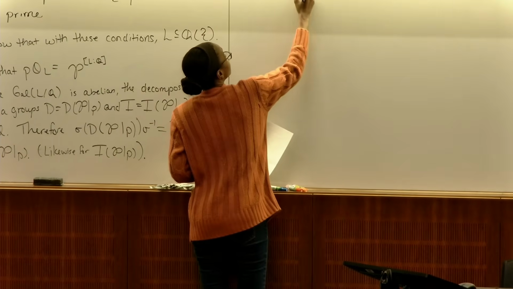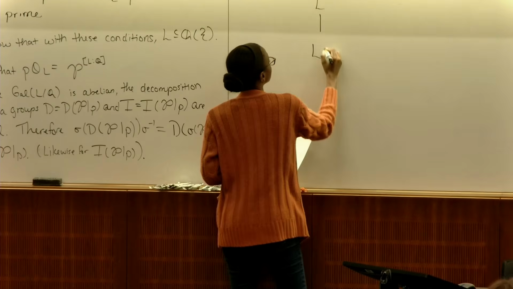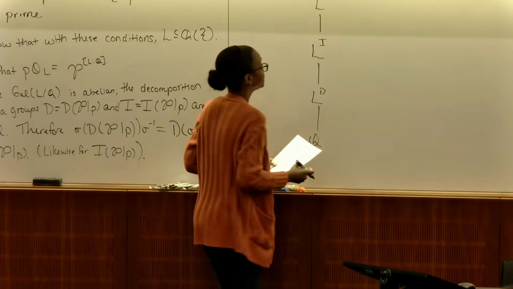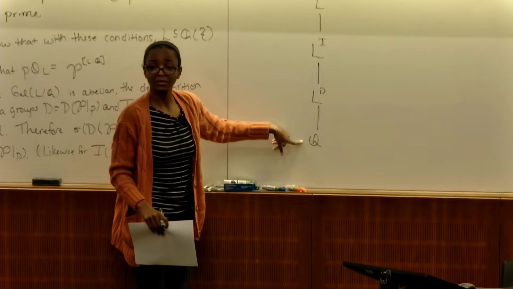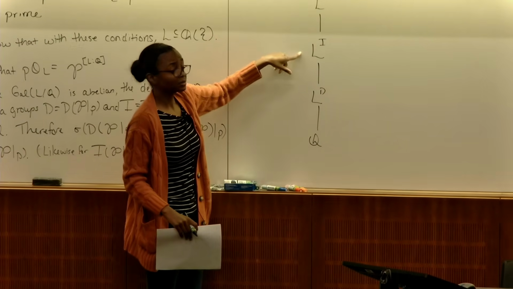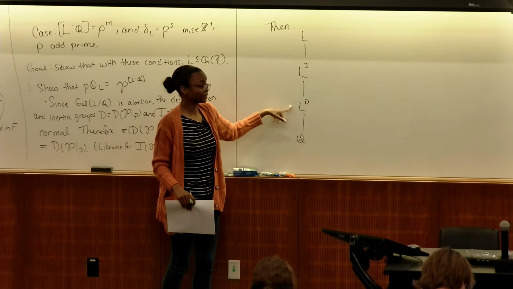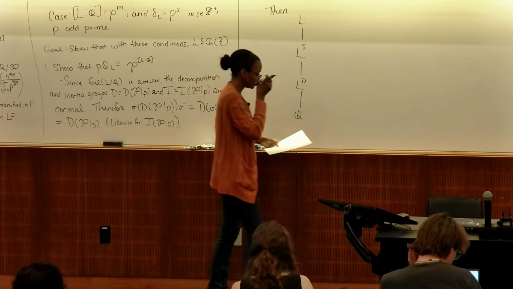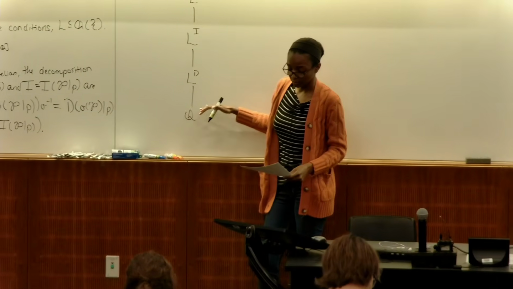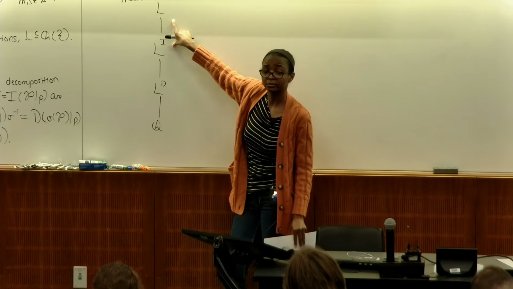Then let's revisit the diagram that we ended with yesterday. So we have this field diagram. So down here, Q is the only thing fixed by the entire Galois group. Up here, L is fixed only by the identity. Here, this is the subfield of L that is fixed by the inertia group. And this is the subfield of L fixed by the decomposition group. One thing that we get is that all of the ramification for p has to happen in this extension. Okay?